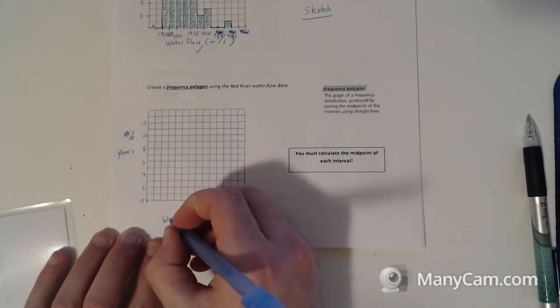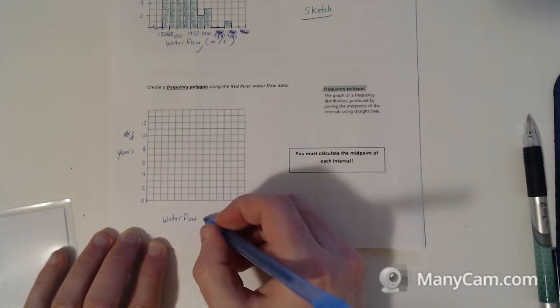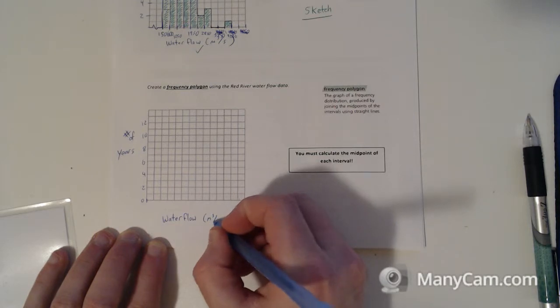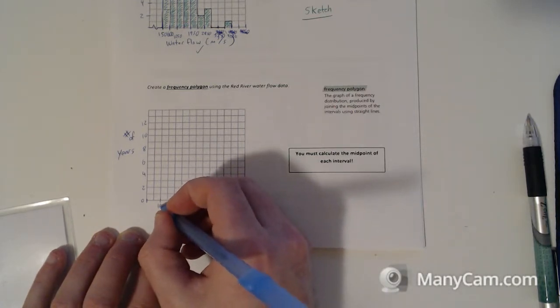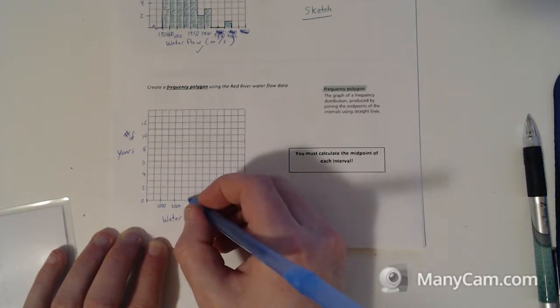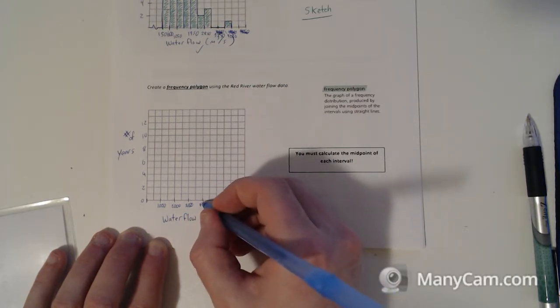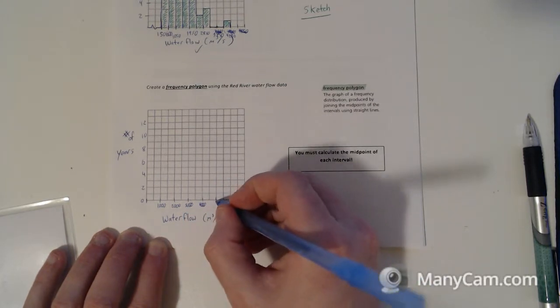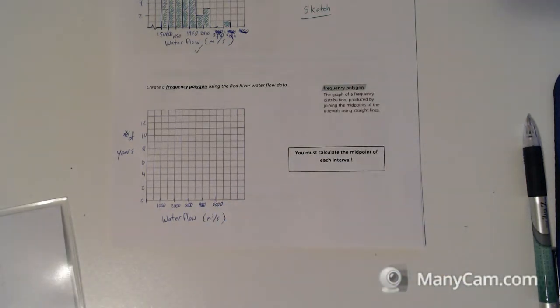Again, this is going to be water flow in meters cubed per second. And I'm going to call that 500, so I'm going to call this one 1,000. 2,000. 3,000. 4,000. 5,000. And then we won't really need beyond there, so we'll have a bit of spare room on the graph.